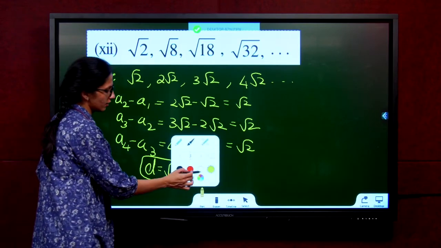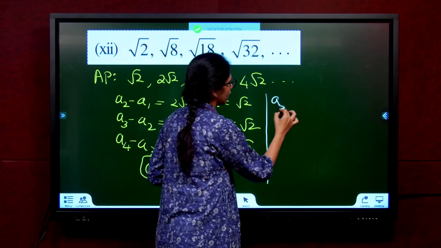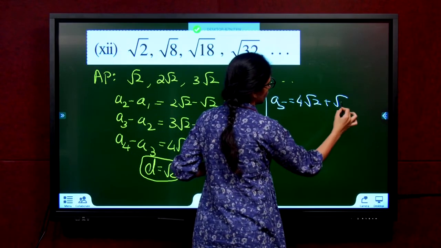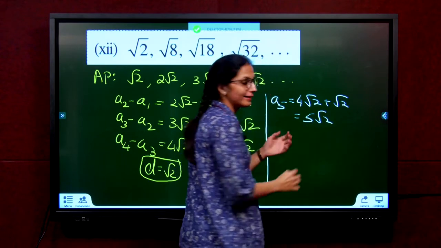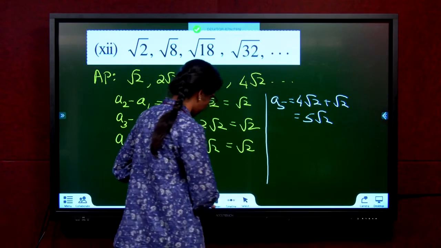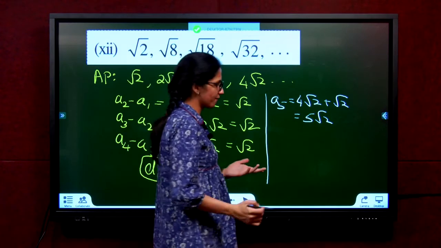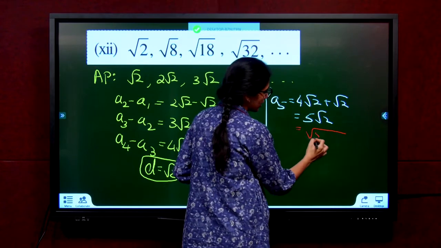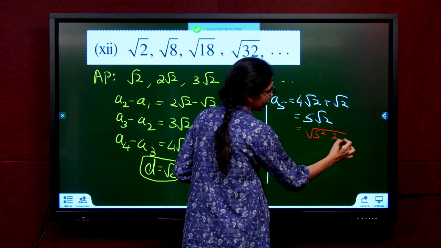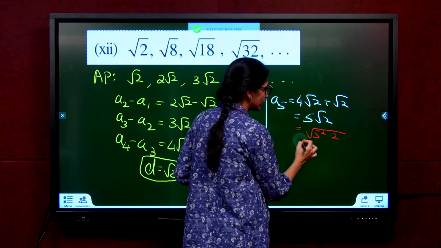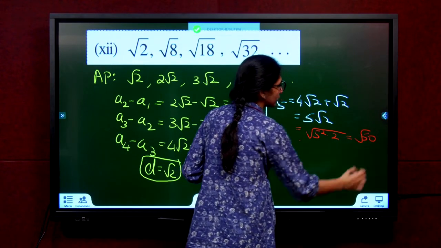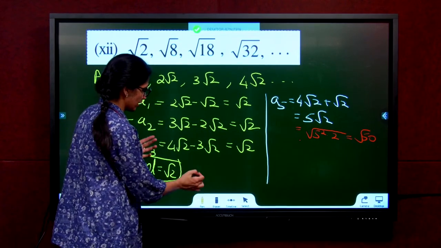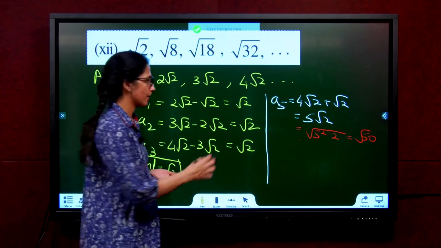You can find the next few terms. What will it be? A5. Take the 4 root 2 and add the root 2. 5 root 2. You can leave it like this. Absolutely no problem. Good to leave it like this because it's simplified. In some books you will find the answer like this. If the 5 goes inside the root, it becomes 5 square into 2. 5 square is 25. 25 into 2, 50. So you can even write this as root 50. Okay? You can leave it right here. This is just for your understanding if you come across it in any book.